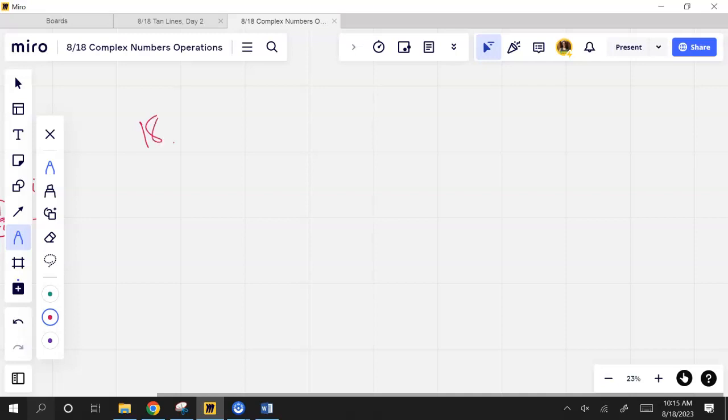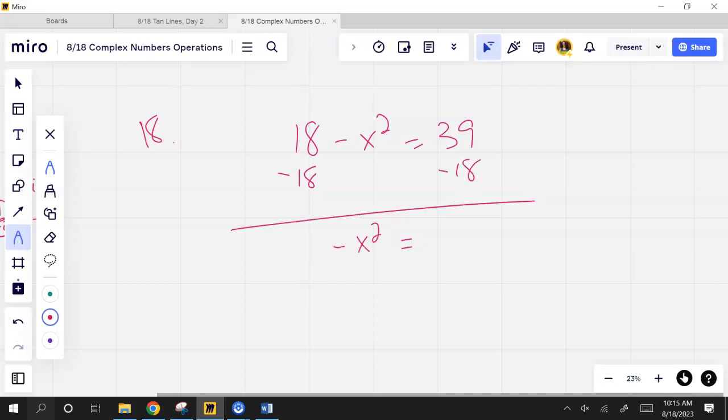Number 18. Flip it over on the back. 18. So now we're solving, right? 18 minus x squared equals 39. So I'm going to get the x squared by itself. So the first thing I'm going to do is move that 18 over. Yes? All right. Minus 18. I got negative x squared equals 21.